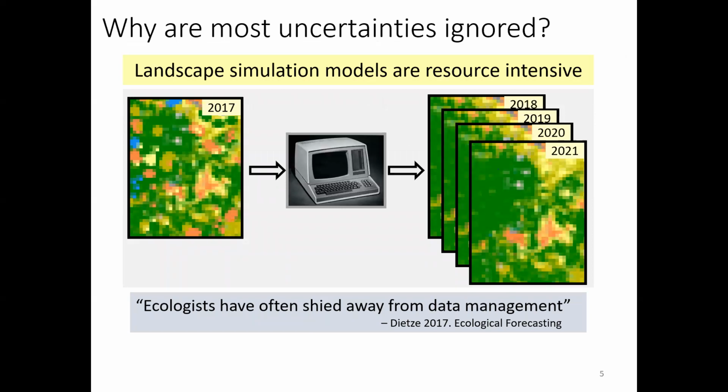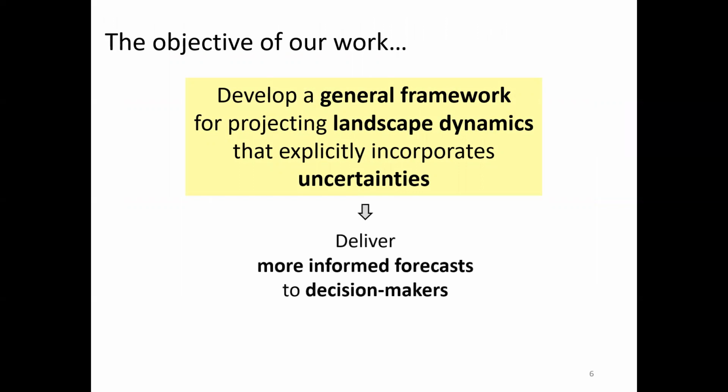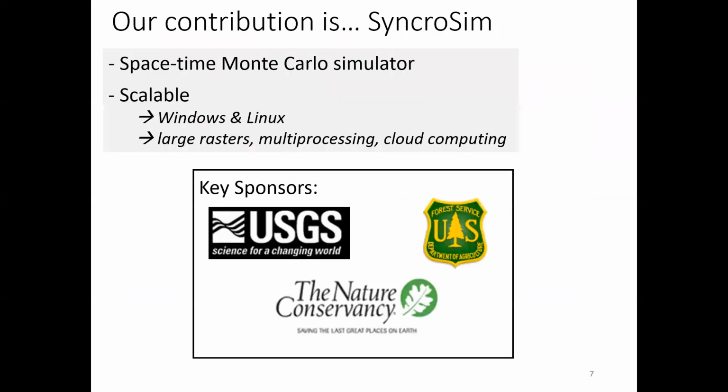Well, I'd argue that stochastic spatial simulations, because they're so computationally demanding, they simply take too much time and effort to capture all the uncertainties. And because of this, most applied landscape modeling forecasts tend to ignore many of the uncertainties outlined on the previous slide. All this leads to the objective of the work I'm presenting today, which is to develop a general framework for projecting landscape dynamics that explicitly incorporates uncertainties in an effort to deliver more informed forecasts to decision makers.